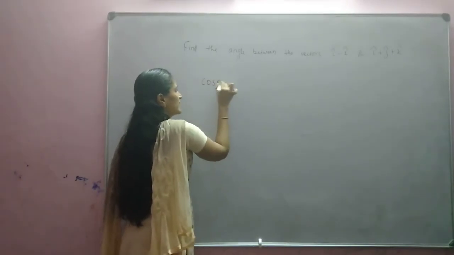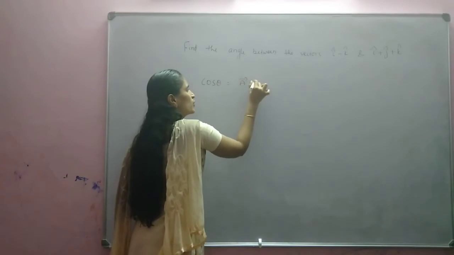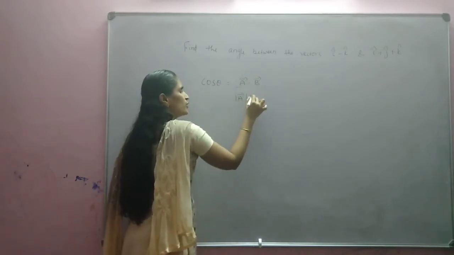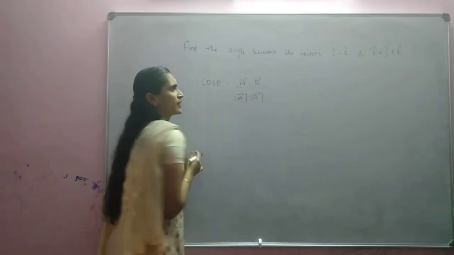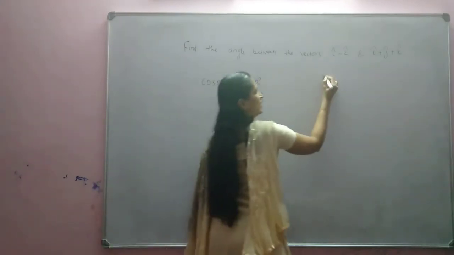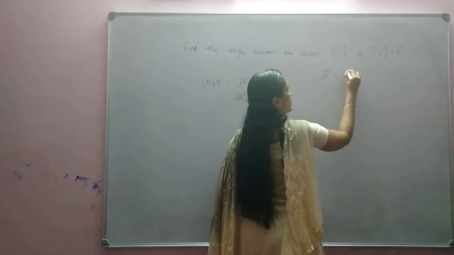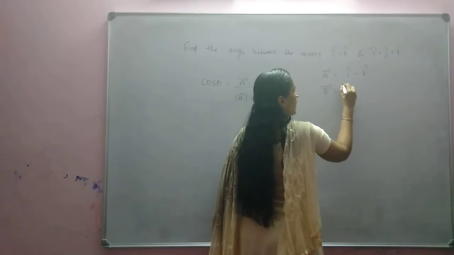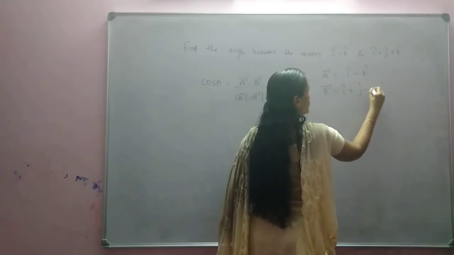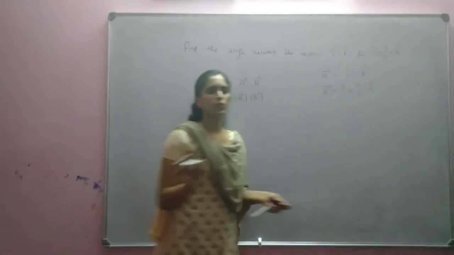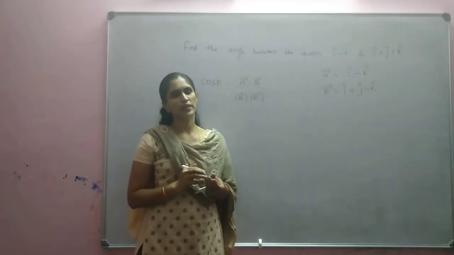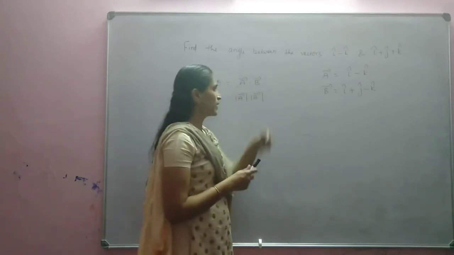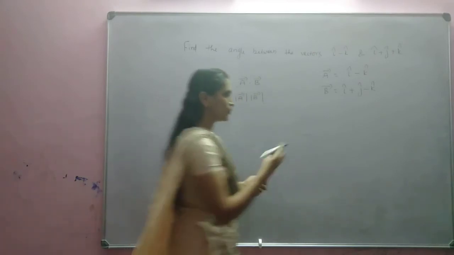Cos theta is equal to A dot B divided by modulus of A into modulus of B. Here vector A is i minus k, and vector B is i plus j plus k. If you interchange A and B, no problem, because a dot b is equal to b dot a. It will not make any difference. Now we have to find a dot b, which we can find very easily.